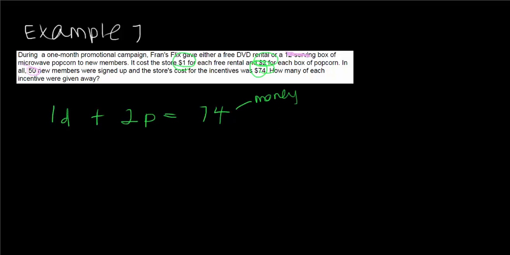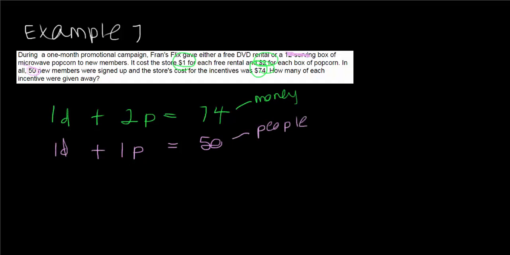And then I can say the total was $74. Well, I do have a total for people. Total people is 50. And you know what? People are created equal. DVD people are no greater than popcorn people. So all of the DVD people together and all of the popcorn people together will give me 50 people. I call this my people equation. Now that I have these two equations, this represents a system.